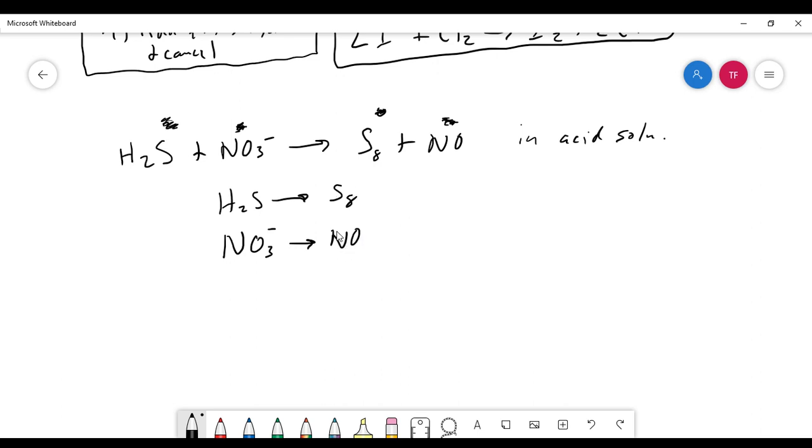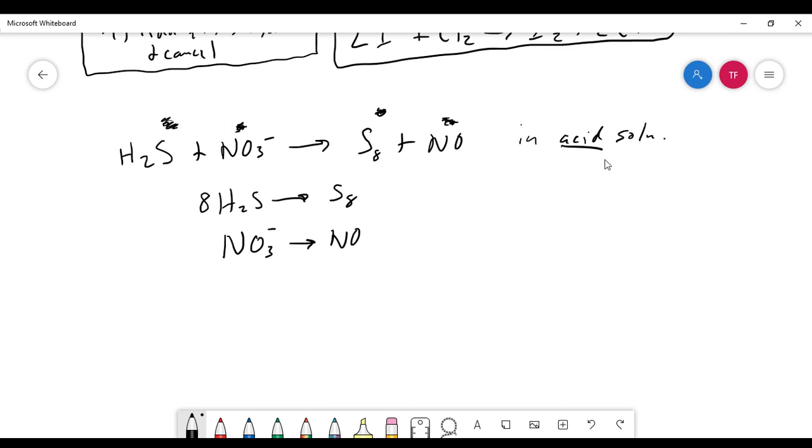Now we need to balance. So remember, the first step for each half reaction is we need to balance atoms. So in this half reaction, we have 8 atoms of sulfur on the right, but only 1 atom of sulfur on the left. So we need an 8 in front to balance the sulfurs. The next thing we need to balance in this is hydrogen. Now notice there's no hydrogen on the right-hand side, but we have 16 hydrogens on the left-hand side. Where did they go? The answer is acid solution.